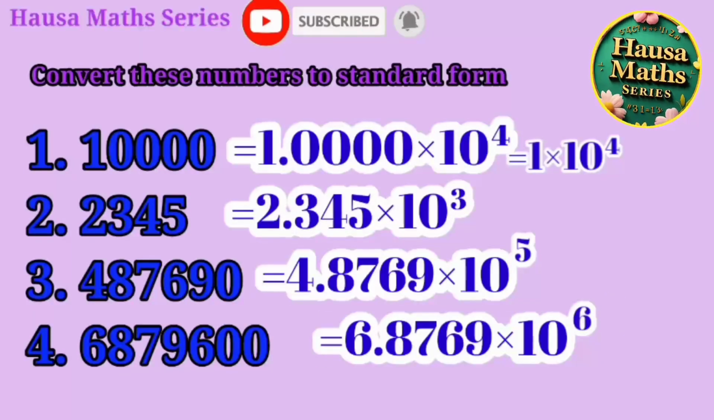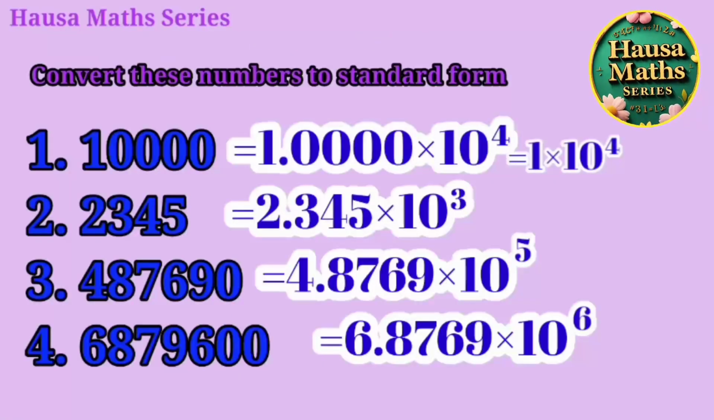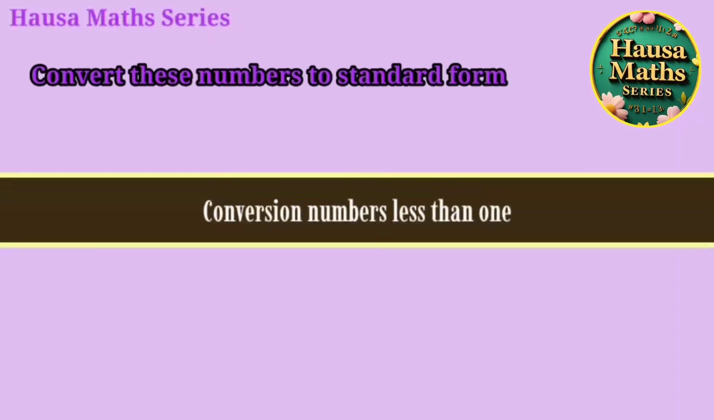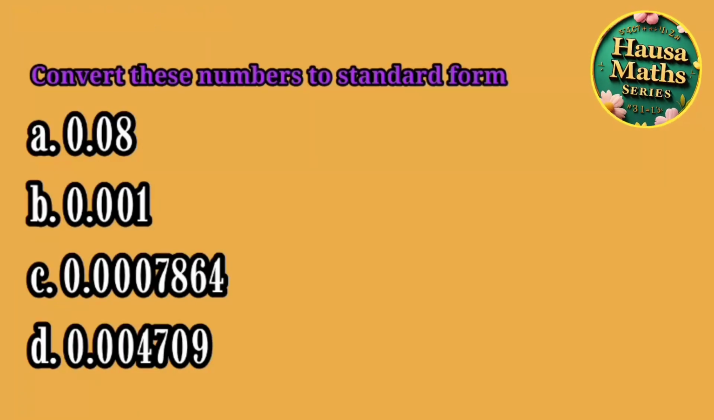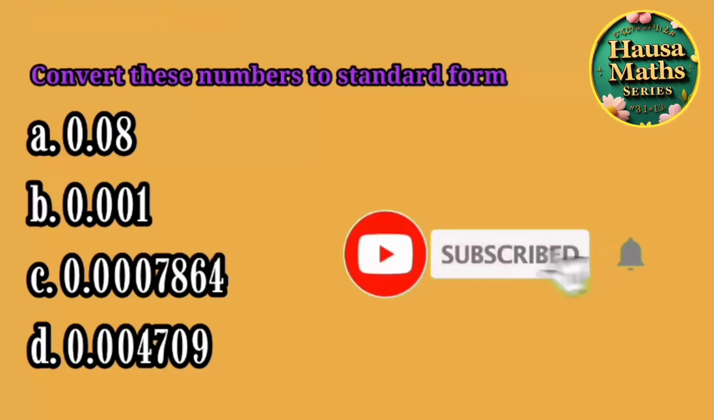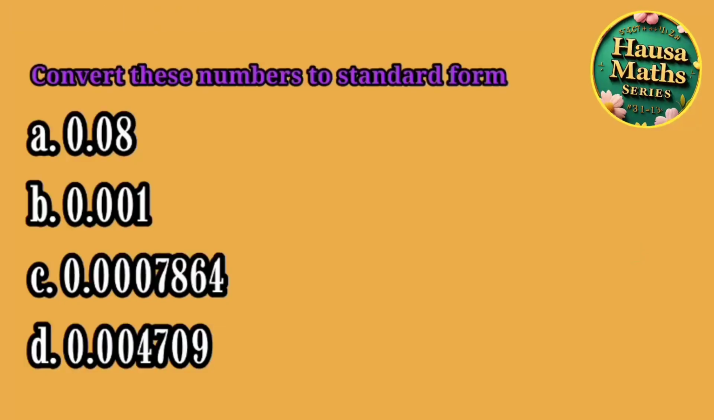Let us take numbers less than 1. The previous ones were large numbers, so numbers less than 1 are handled differently. To convert any number less than 1 to standard form, the power must be negative. In this situation, we put the decimal point after the first significant number. In A, the first significant number is 8. In B, it is 1. In C, it is 7. Then in D, it is 4.